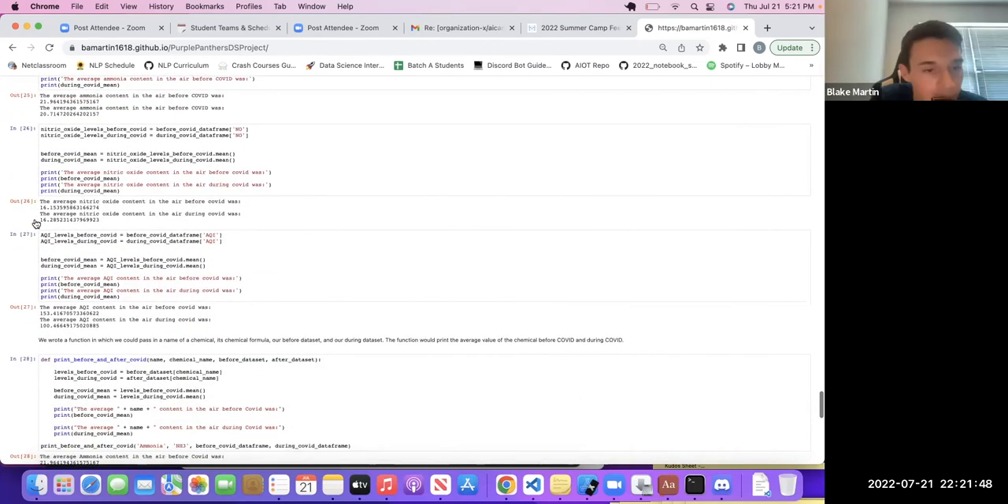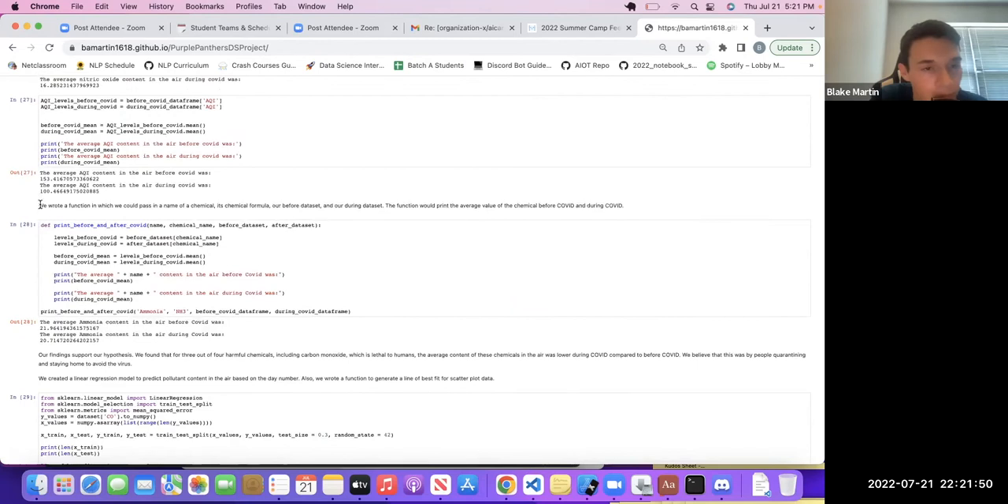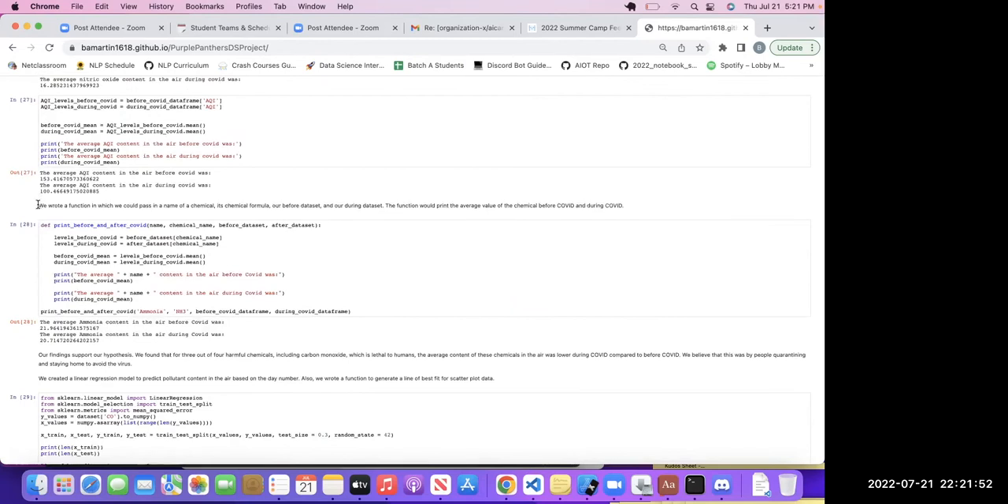All right, thank you, Ronaldo. We wrote a function in which we could pass in the name of a chemical, its chemical formula, our before data set and our during data set. The function would print the average value of the chemical before COVID and during COVID. Our findings support our hypothesis.